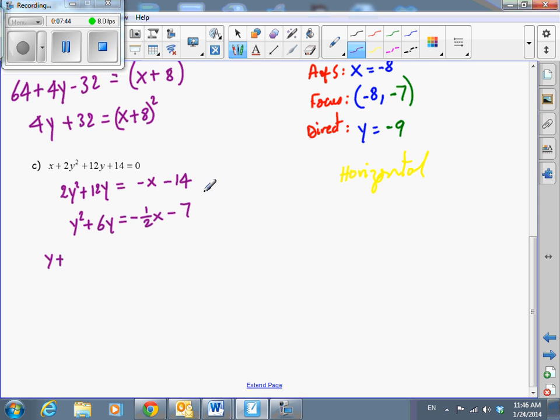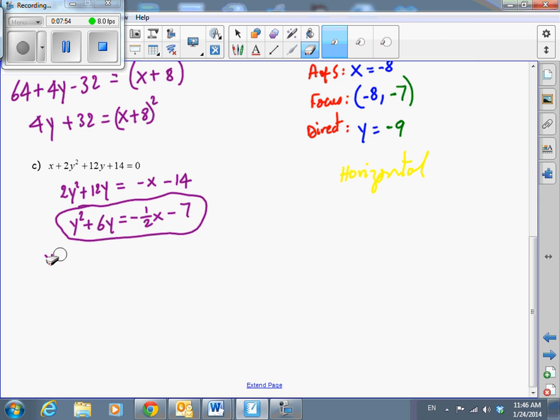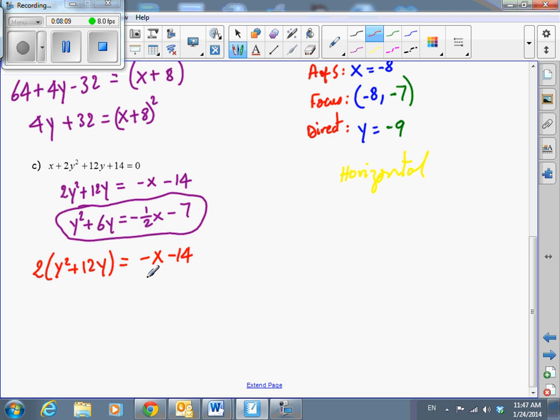Okay. Now, Ashley just brought up a subject, so allow me to do Ashley's way, because it's also cool. I'm doing that one just to show you a different way. What Ashley said is, instead of dividing by 2, she wants to factor the 2 out and get y squared plus 12y is equal to negative x minus 14. And we will complete the square with that 2 in front.